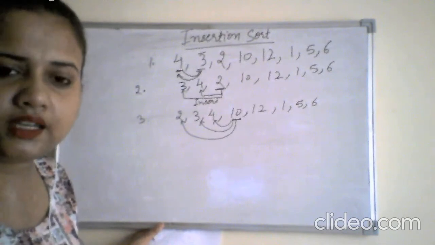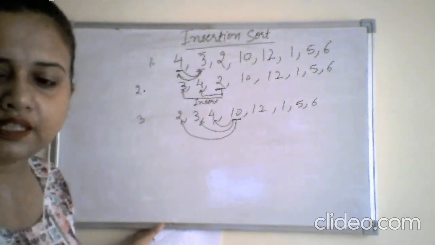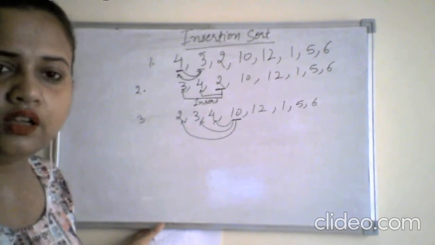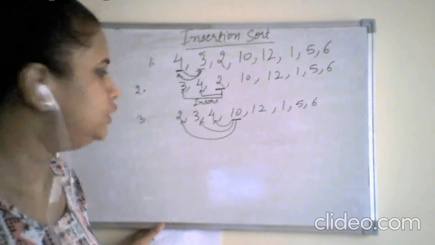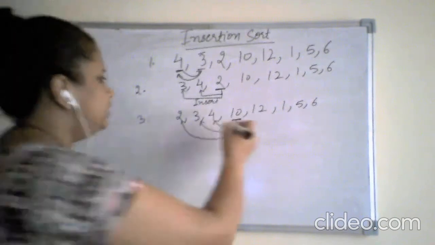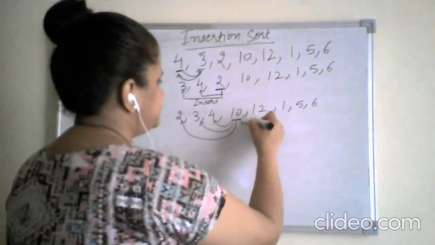So I'm repeating it again. Every time you come across any data which is more than the other data elements present in its sublist, you will do nothing. I'll write it here: nothing happens.